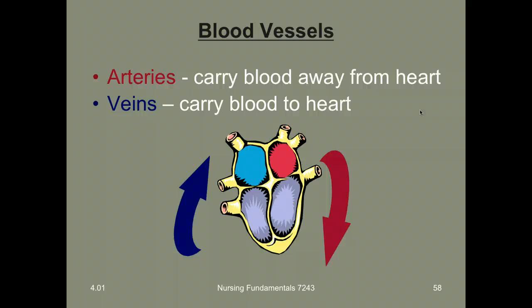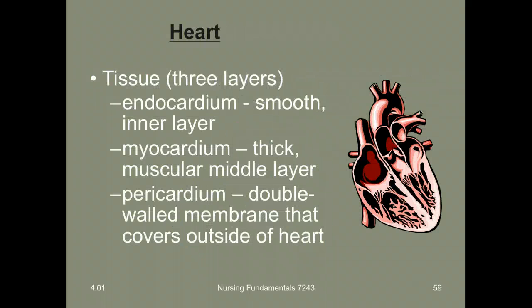The arteries carry blood away from the heart, and again, veins carry blood to the heart. The heart is a tissue with 3 layers. The endocardium is a smooth inner layer. The myocardium is the thick, muscular middle layer. And the pericardium is the double-walled membrane that covers the outside of the heart.